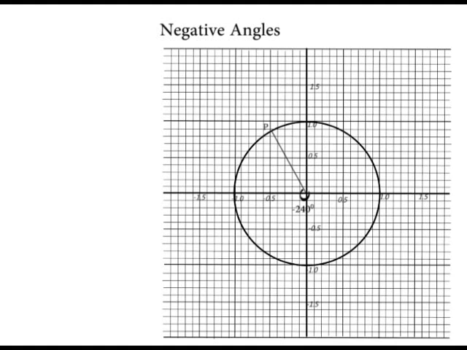This is negative 240 degrees. Point P will now lie in the second quadrant. Read the coordinates of point P. It's negative 0.5, 0.87. And so cos negative 240 is equal to negative 0.5. Sin negative 240 is equal to 0.87. Tan negative 240 will therefore be 0.87 over negative 0.5, and that gives us negative 1.74.